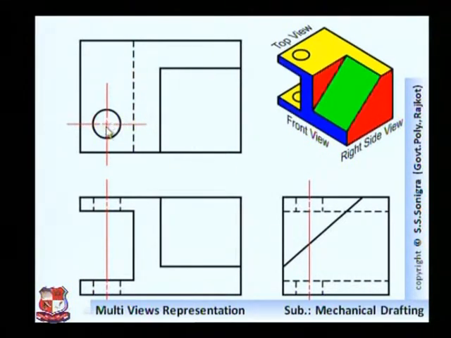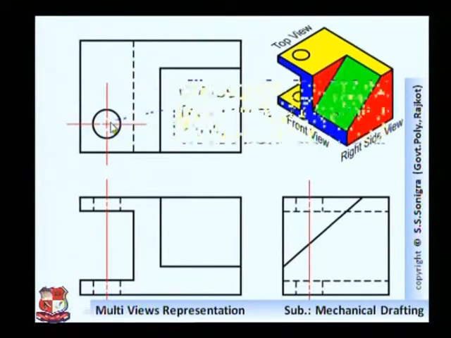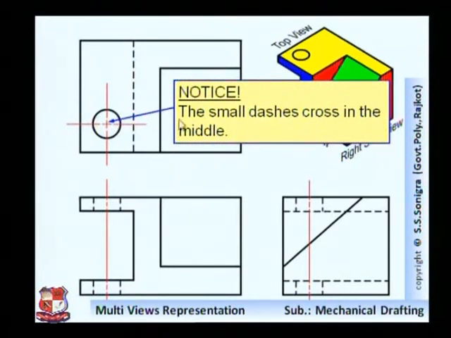Here you can notice a small plus is there. Notice the small dashed cross in the middle. It is a correct practice. You should not draw a big plus at the center over here. It's a wrong practice. So you should draw a small dashed cross in the middle. It's a standard of drawing line types.